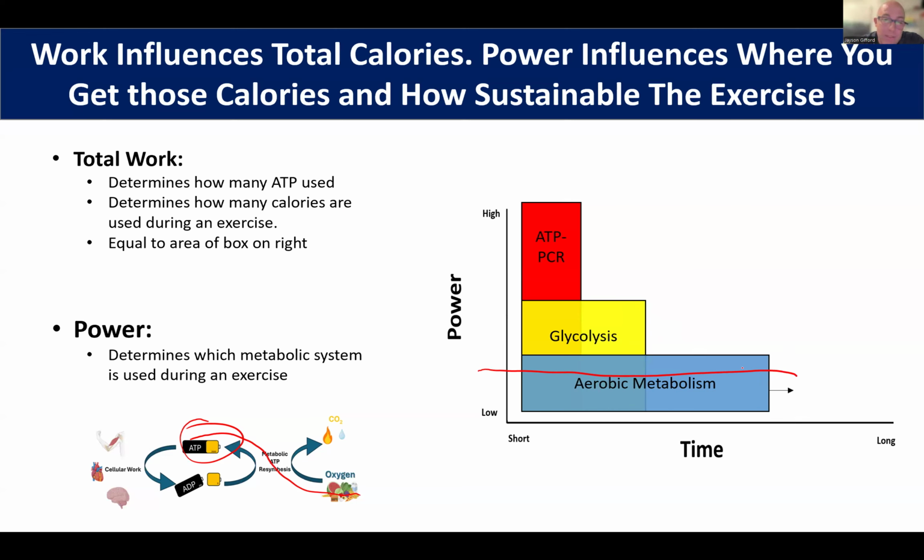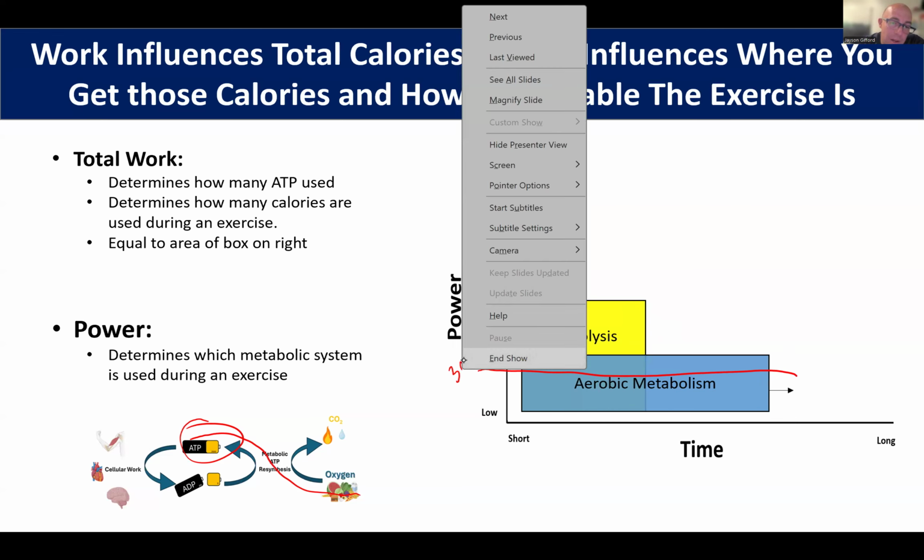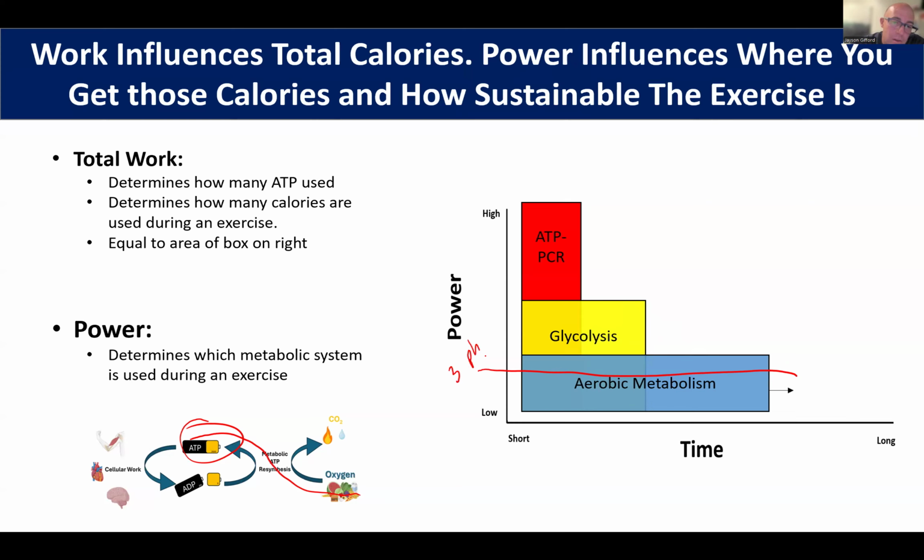So if I'm running at this speed, let's say this is 3 miles per hour or 5 miles per hour, whatever it is, say I'm running at 5 miles per hour and it's in aerobic metabolism, I'll be able to go on for a long time because I'm aerobically fueled. I have lots of carbohydrates and fats stored, and you can go for a ridiculously long time.